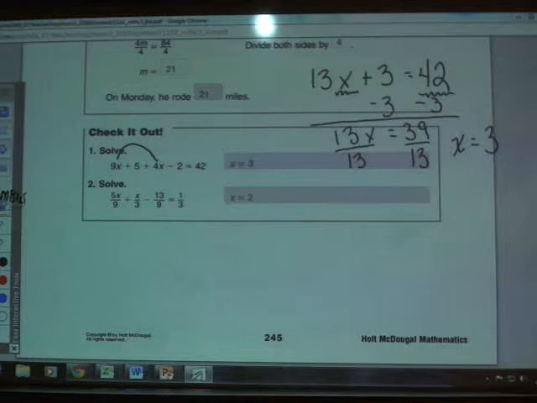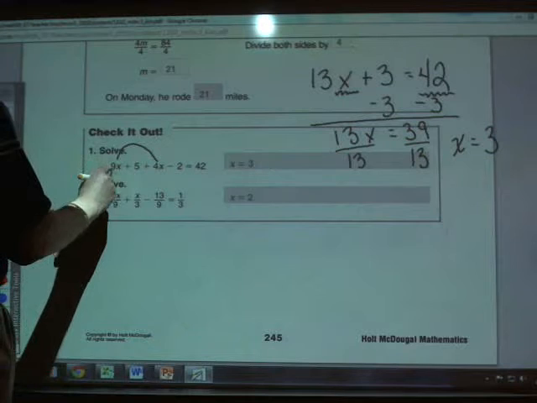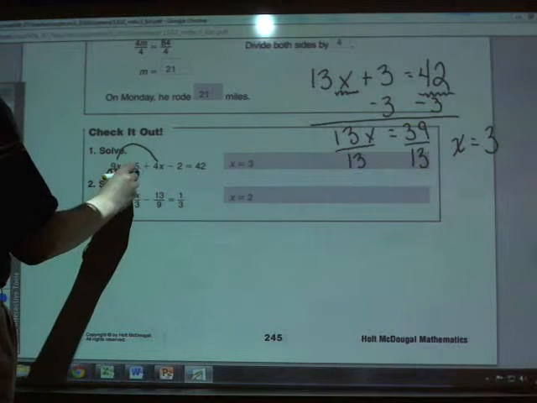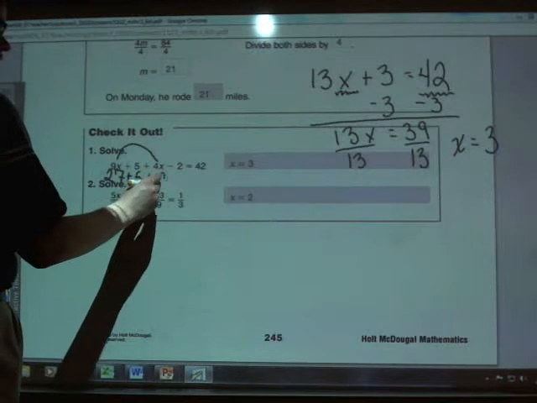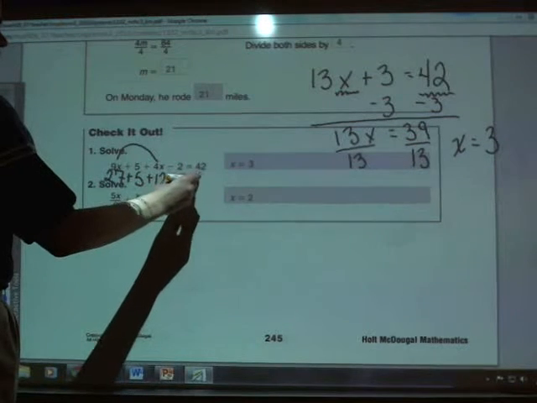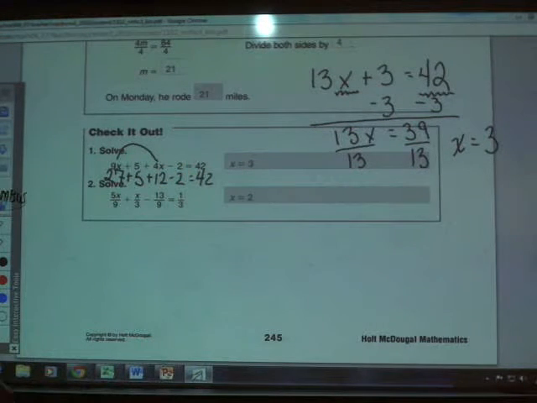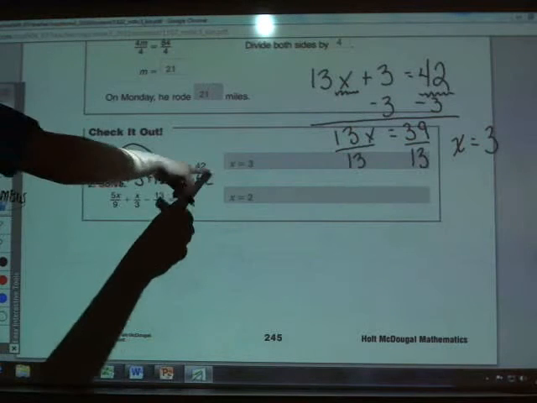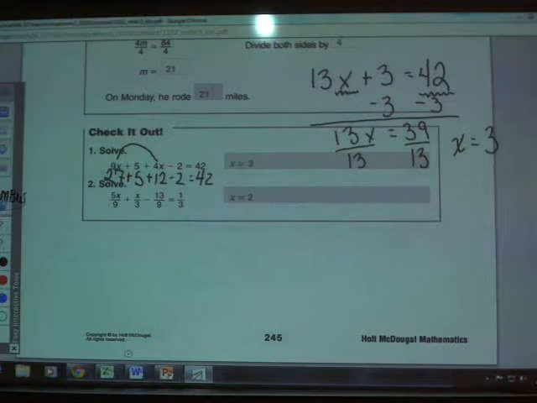We can check it. 9 times 3 is 27, plus 5, plus 4 times 3 is 12, minus 2 equals 42. And, of course, we can simplify that down. 27 plus 5 is 32, plus 12 is 44, minus 2 is 42. Since the other side says 42, it all checks out fine.